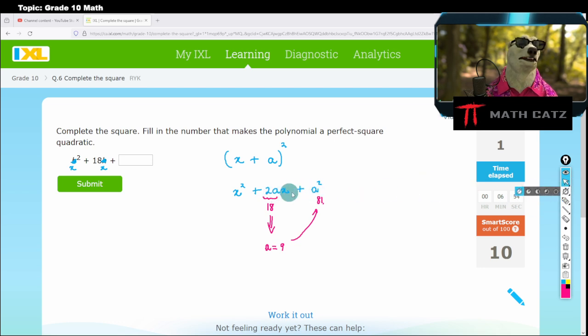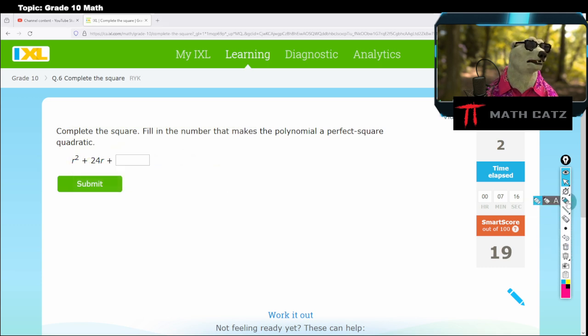There's a very strong connection between these two, the coefficient and the last term. So we'll fill in 81 because that's the only one that will allow me to simplify this or factor this as a bracket squared. And it's really that simple. It doesn't have to be complicated. It is wonderful indeed.